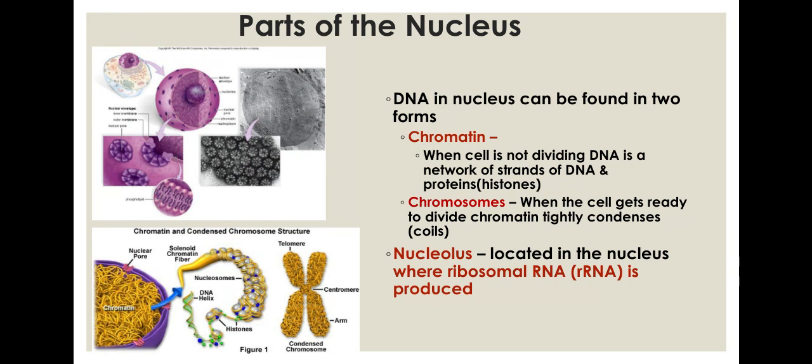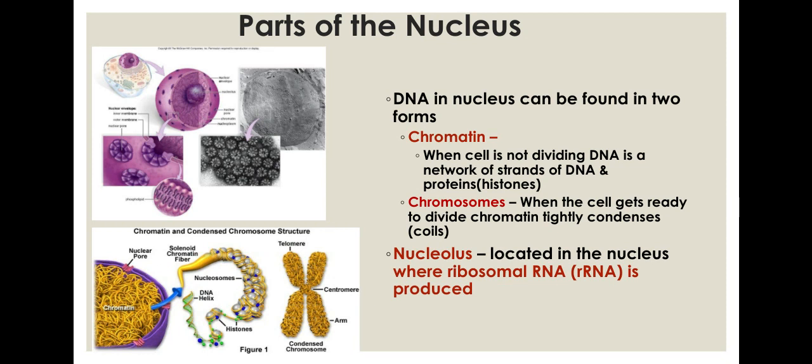When we look at the DNA itself, we find it in sort of two forms. We can have chromatin. That is when a cell is not dividing. The DNA is just in these little strands. And then there are proteins also present that are called histones. Then we can have chromosomes. Chromosomes happen when the cell is about to divide.